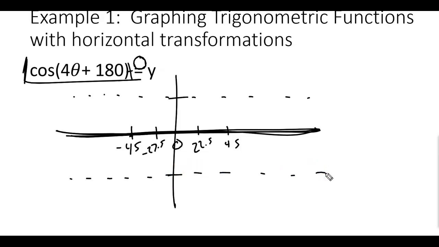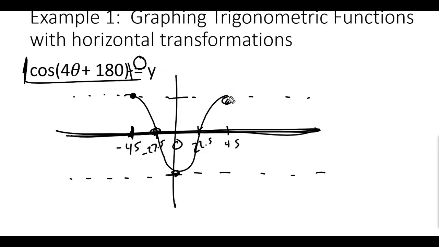Now, where does cosine usually start? Does it start at the max, the midline, or the minimum? Hopefully you guys remember it starts at the max. So since this is the first angle I'm going to start at, I'm going to be starting at the maximum point. And then we go down, down, up, up. So it's going to look something like this. Okay?